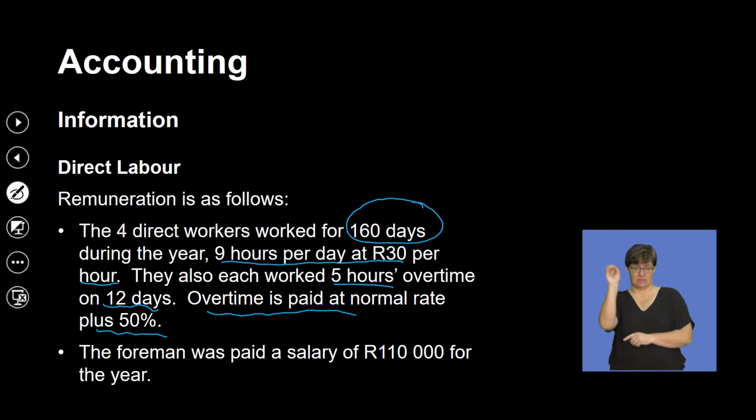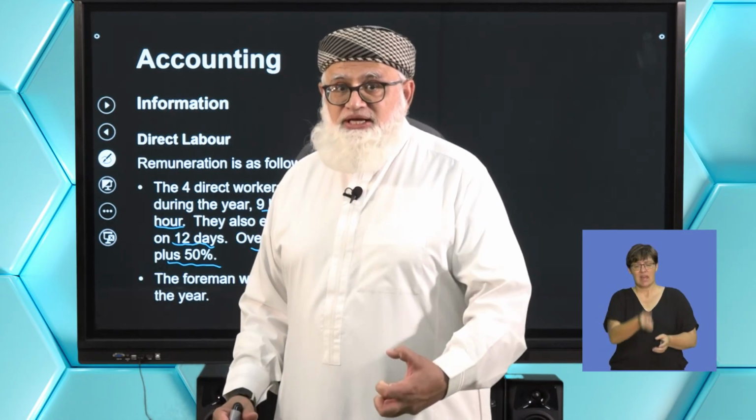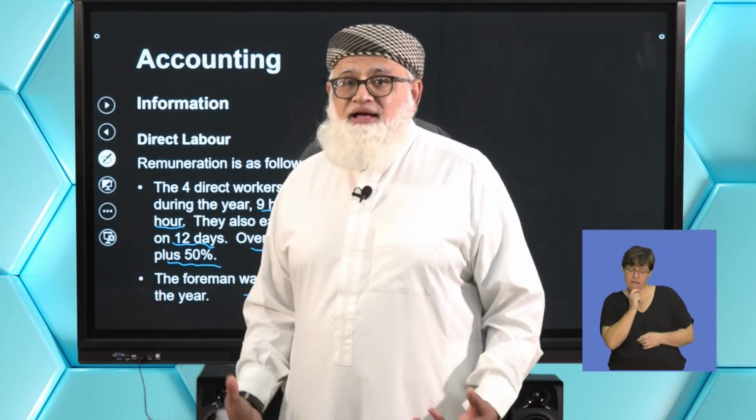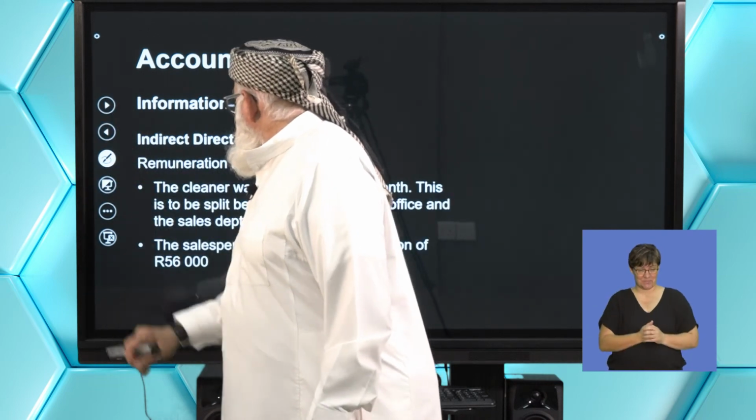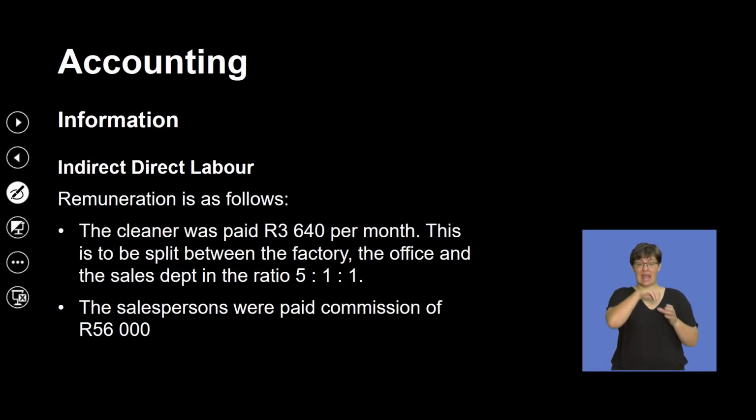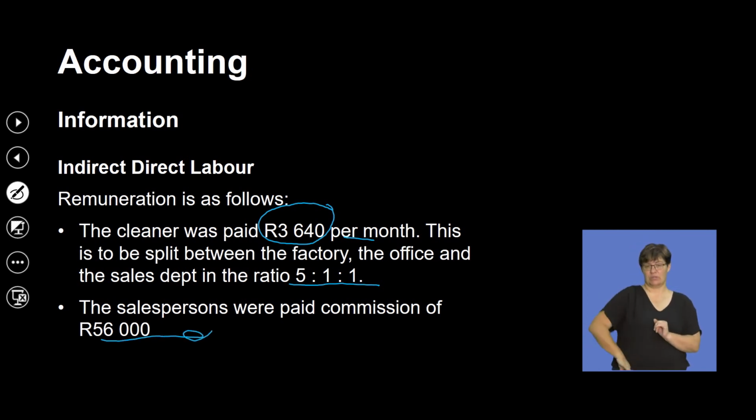The foreman was paid a salary of 110,000 for the year. All of this is information that we're going to be using to draw up the accounts that we are expected to draw up. Okay, and then indirect labor, we are told that the cleaner was paid 3,640 Rand per month. This is to be split between the factory, the office, and the sales department in the ratio 5:1:1, and salespersons were paid a commission of 56,000 Rand.